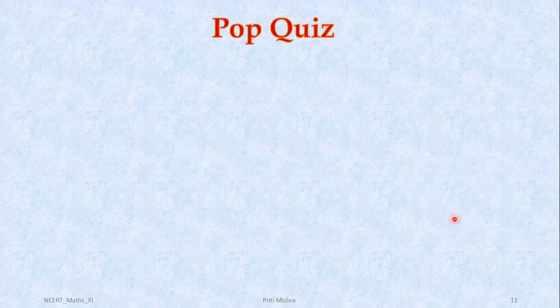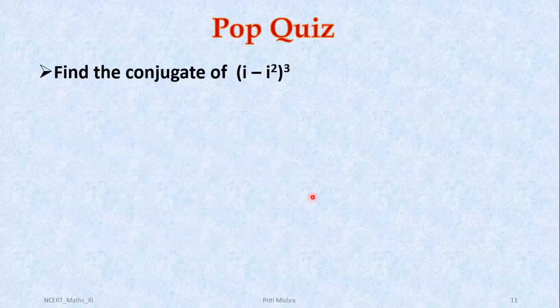Now get ready for the pop quiz. Our first question is, find the conjugate of (i minus i square) whole cube. Yes, you have to find the conjugate of this. So what you need to do first is simplify this term. After that, you can write its conjugate easily. So I'm going to tell you its answer. Its answer is minus 2i. After reducing this term to linear form, you will have minus 2 plus 2i. Then its conjugate is minus 2 minus 2i.